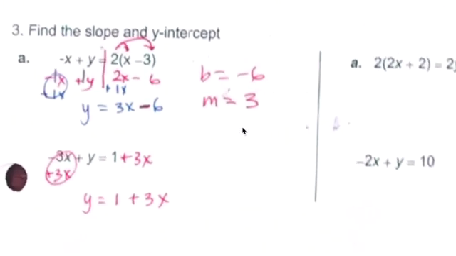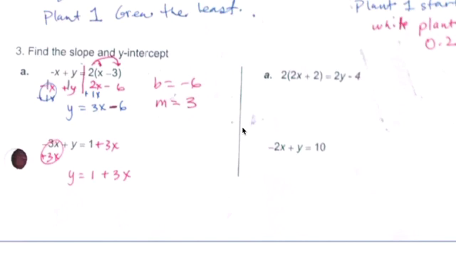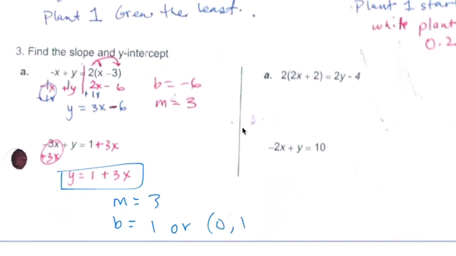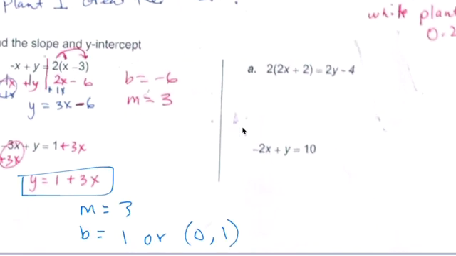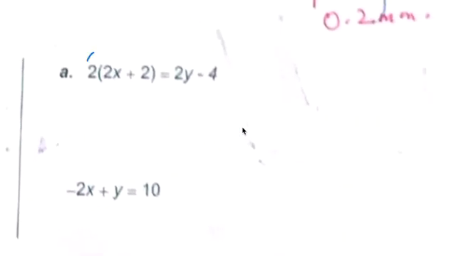We did that one. Okay. That one is where the slope is 3 and the y-intercept is 1. If they wanted an ordered pair, or coordinates, it's (0, 1). Okay, make sure you understand that. They ask for ordered pair.